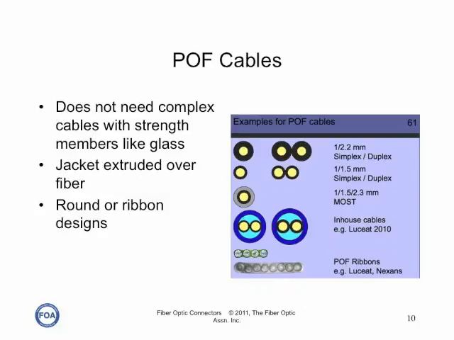Because POF cables are typically premises cables and don't need to be pulled long lengths like outside plant cables, they don't need lots of strength members or fancy jackets to protect the fibers. So a lot of the POF cables are simply a plastic jacket extruded over the plastic fiber. But there are other types of cables, including multi-fiber cables inside of a single jacket, and even ribbon cables that can be used for instances where multiple links are needed, even running them sometimes under carpet.